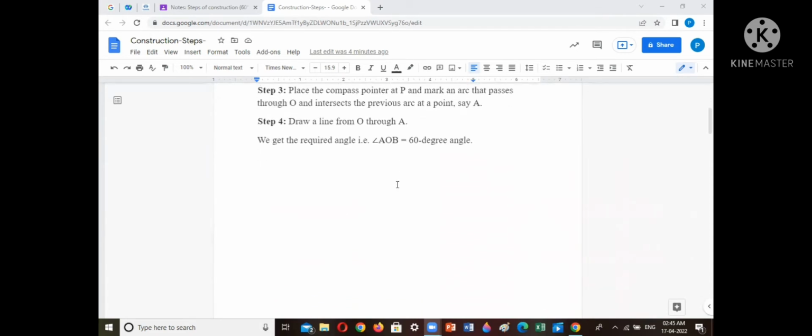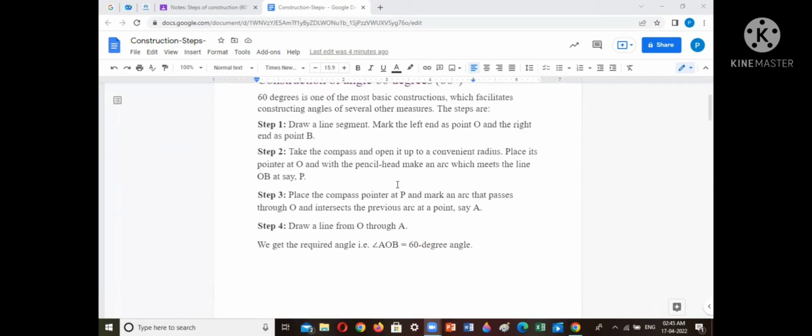Step 1 for the construction of a 60-degree angle is to draw a line segment and mark the left end as point O and the right end as point B. Now in here, it's not compulsory to mark the left and the right end as point O and B. You can take any alphabet and mark that as the point.